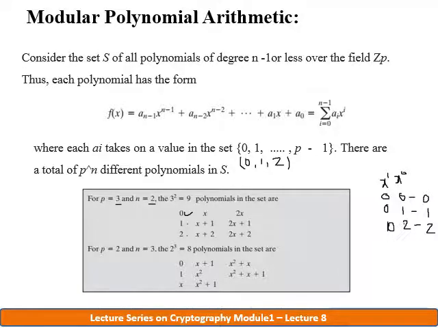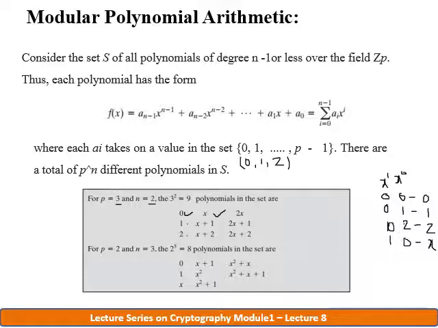Then I need to increment x raised to 1, because these are the maximum possible combinations. So the next combinations start with 1. I am setting x to the power of 1 as 1, and again writing the combinations. What is the equivalent polynomial? X to the power of 0 means 0, and x to the power of 1 means x. So that's how I got the next polynomial.